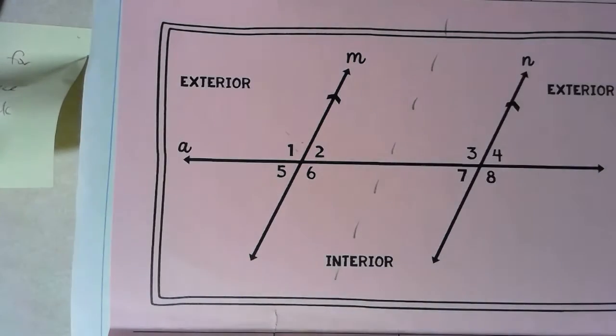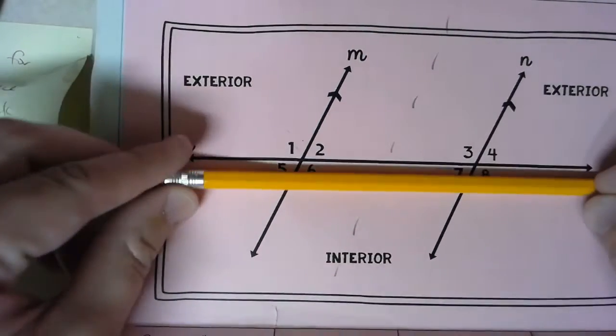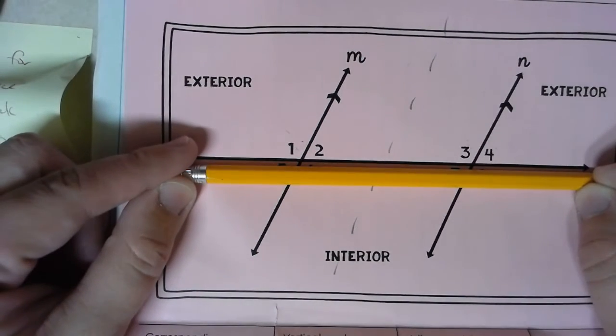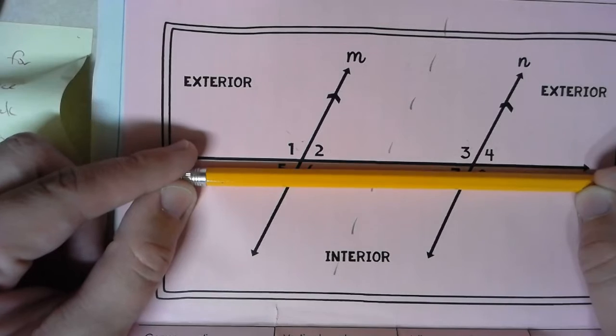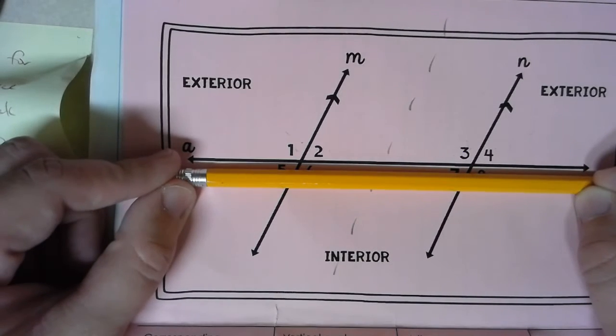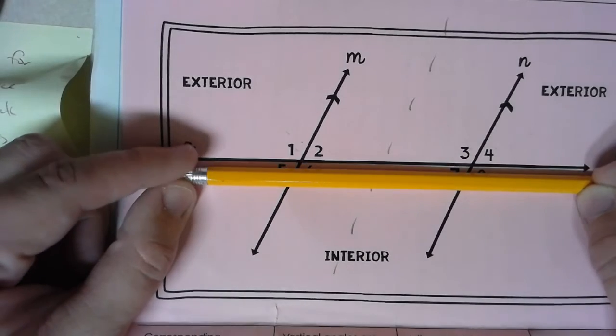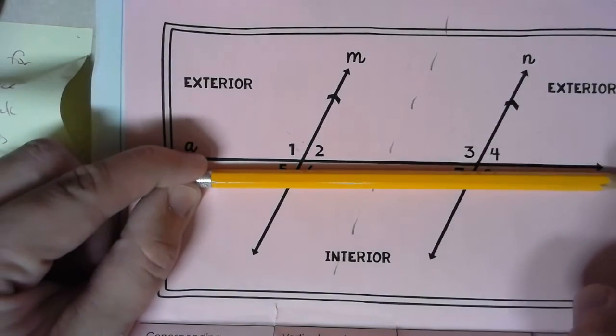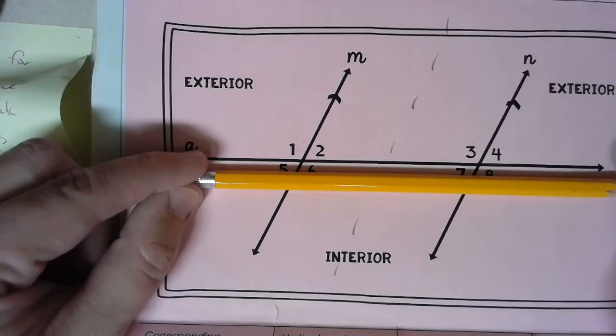Because if I just for a second ignore this bottom half, I've got 1 and 2 sitting on a straight line, and I've got 3 and 4 that are sitting on a straight line. So because of that, angles 1 and 2 make a linear pair. Angles 3 and 4 make a linear pair.